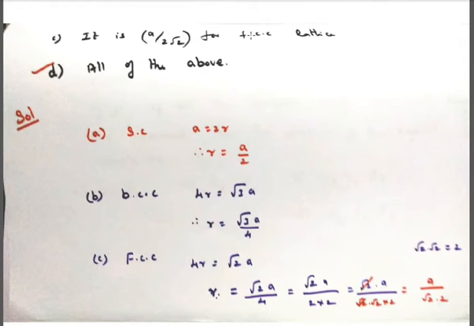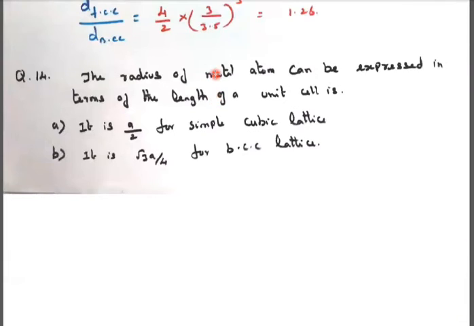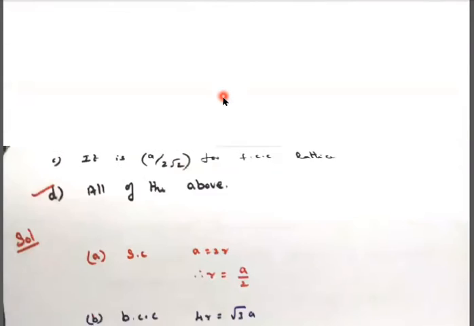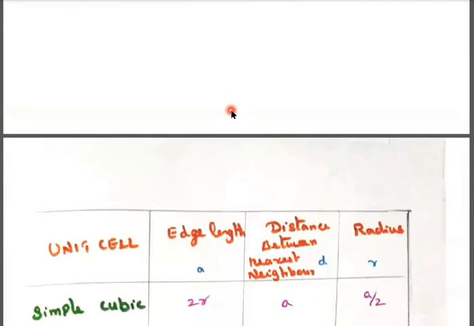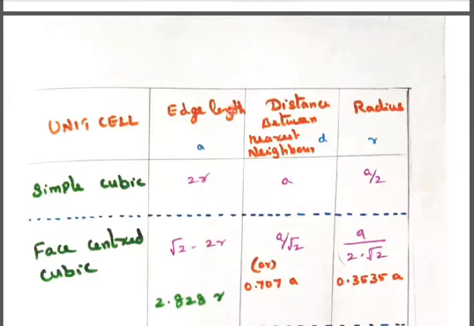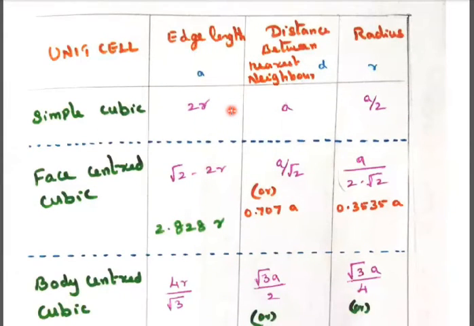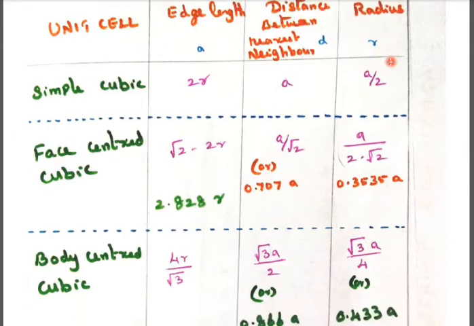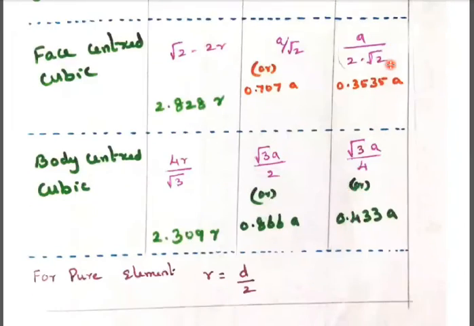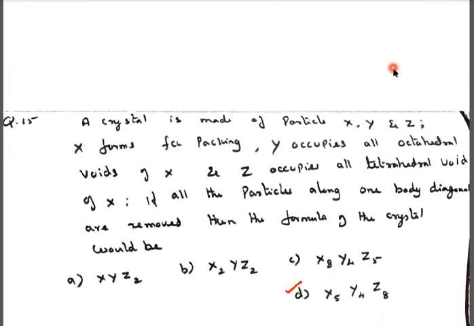So almost all the answers are correct. All the above is the correct answer. I have already given this flow chart. Please learn this flow chart by heart, it is helpful for you. It covers the calculation for edge length, the distance between the nearest neighbors d value, and the radius of the atom.